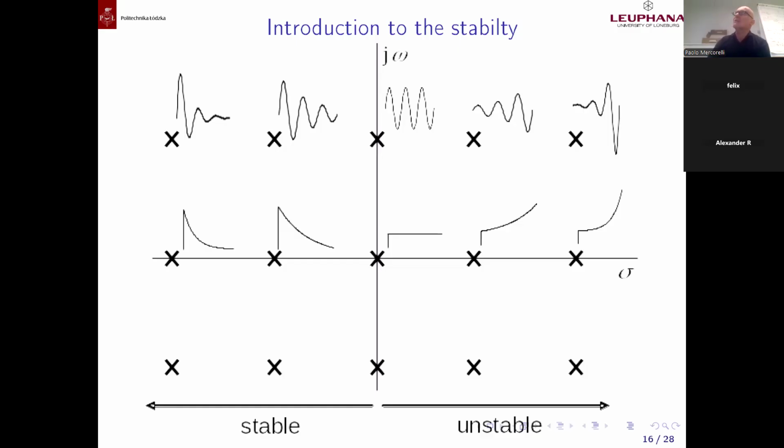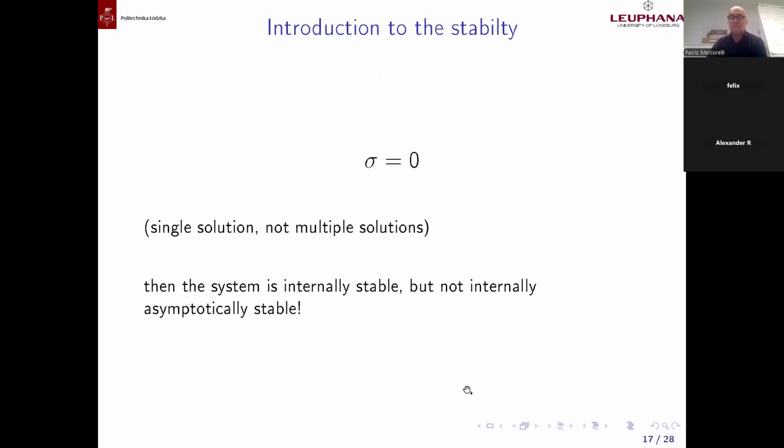I don't remember which system it was, but I did. Also here, this profile is exactly the same like here. Also here, this here is exactly here. Let me consider this. Again, on the axis it is not asymptotically stable, but a single solution.